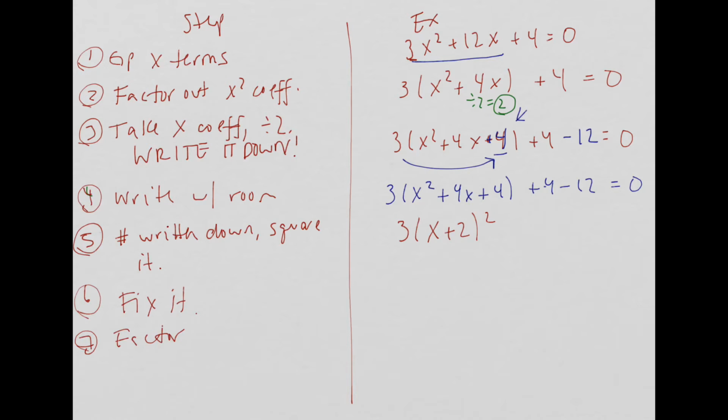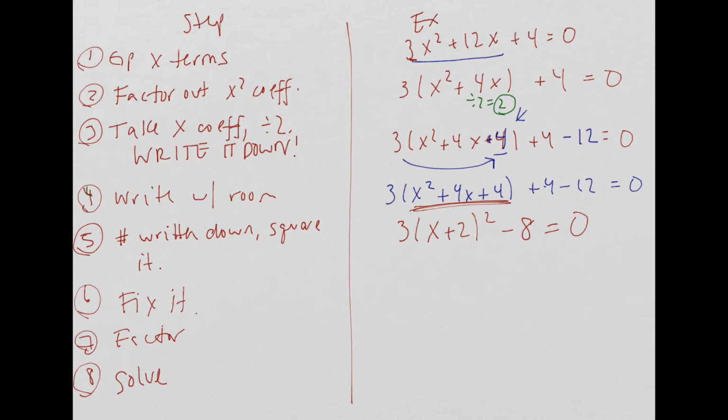So it's always going to factor as your a times x plus whatever number you circled. And then I'm going to simplify this a little bit. So that 4 and the negative 12 become negative 8. So this term factors to be x plus whatever number you circled. And then number 8, solve.